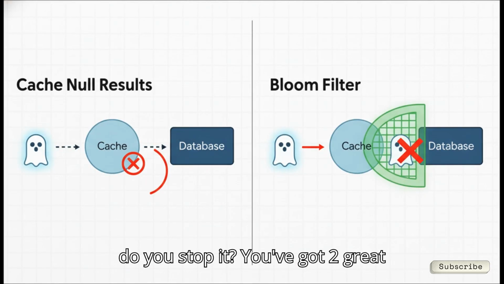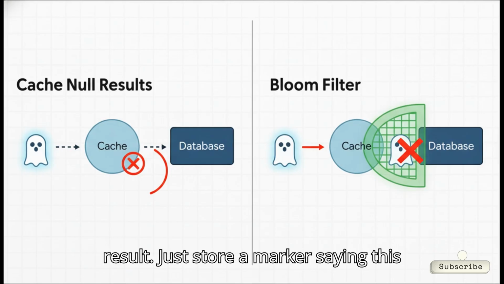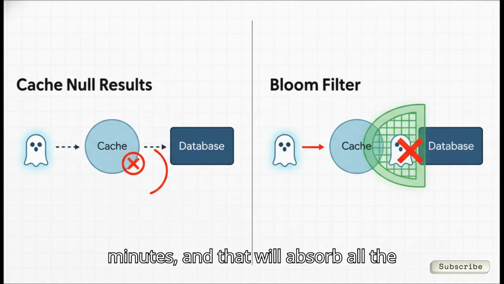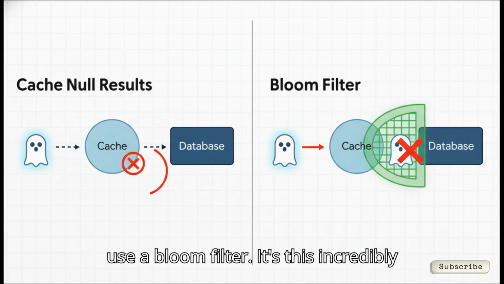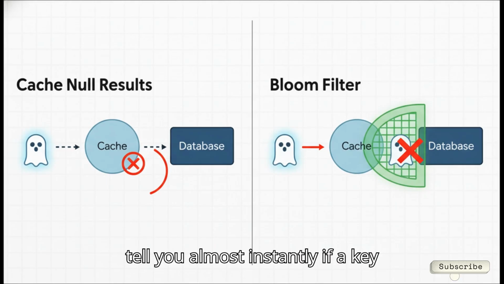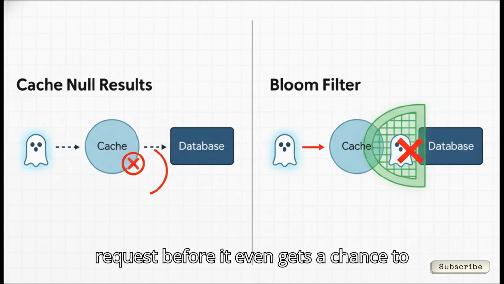You've got two great weapons. First, you can cache the null result. Just store a marker saying this doesn't exist for a short time, maybe 5 minutes, and that will absorb all the repeat requests. Or, even better, you can use a Bloom filter. It's this incredibly efficient data structure that's like a bouncer for your whole system. It can tell you almost instantly if a key doesn't exist, so you can reject the request before it even gets a chance to touch anything important.